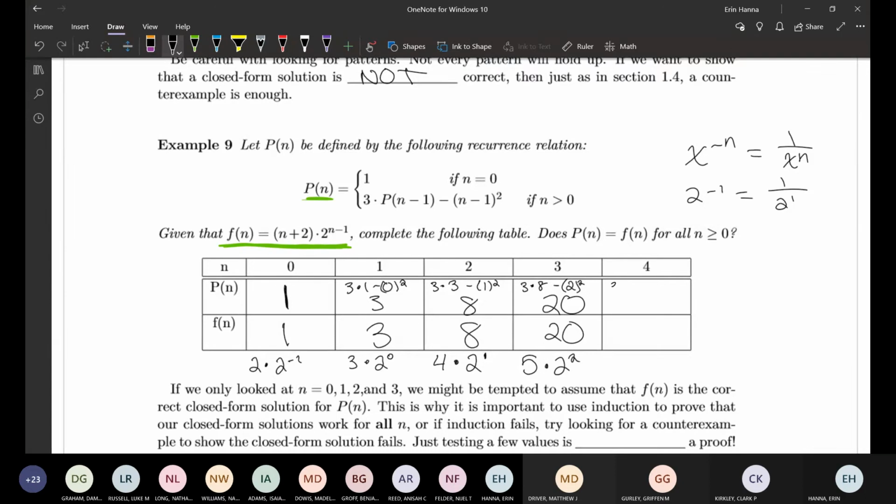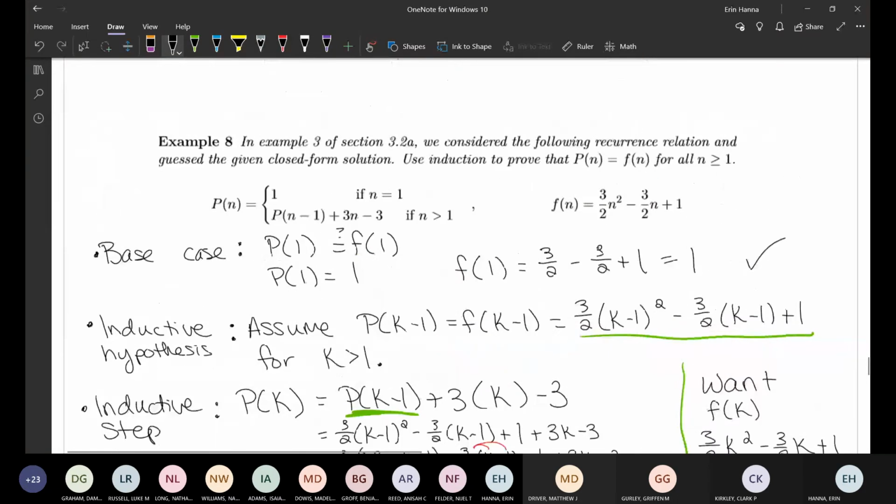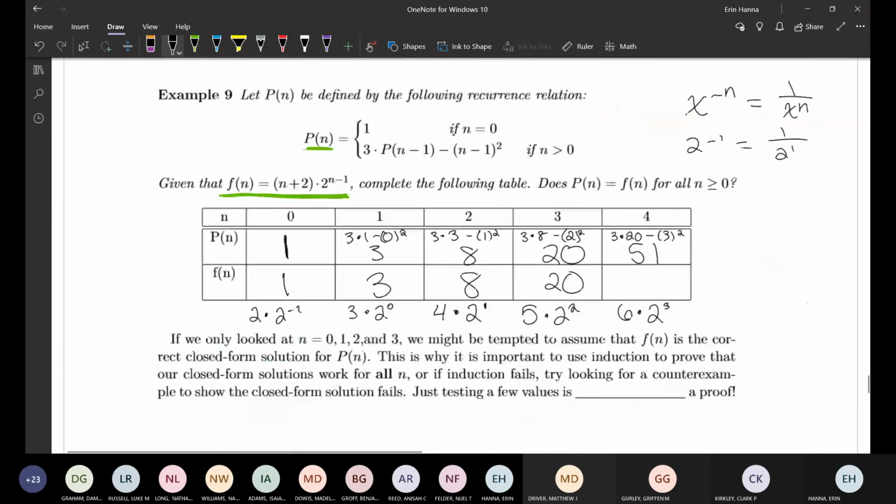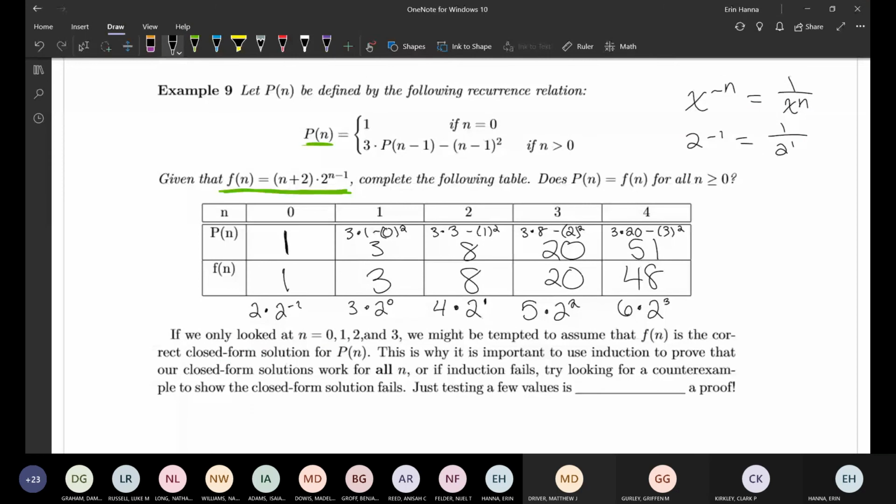We plug in 4, we'll get 3 times 20 minus 4 minus 1 is 3, so 3 squared. So 3 times 20 is 60, minus 9 is 51. If we plug it into the function, we'd have 4 plus 2 is 6 times 2 to the 4 minus 1, which is 3. 2 cubed is 8. 6 times 8 is 48. 48 is not equal to 51. So we found a counterexample.